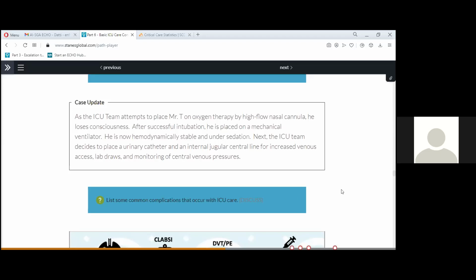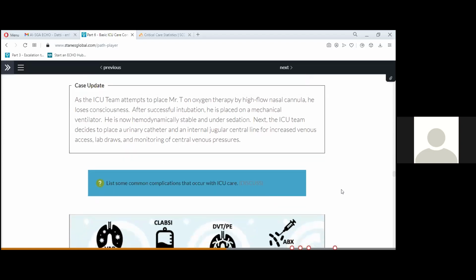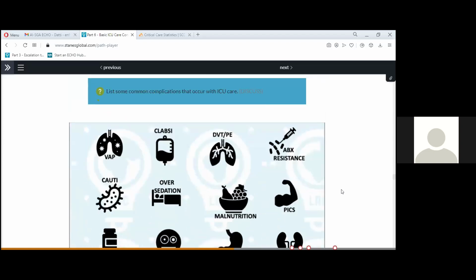Okay. The question says list some common complications that occur with ICU care. It is a discussion. So can we scroll down, sir, to the diagram below? This diagram gives a pictorial representation of some of the complications that may occur in the ICU. And since we have only 2 minutes, I'm going to just go over it.